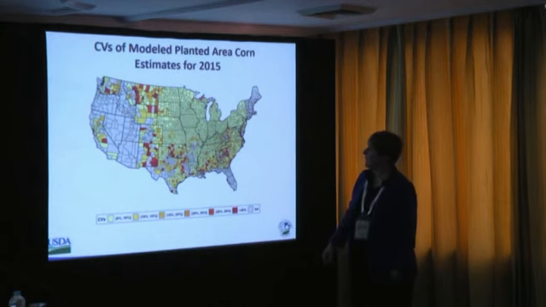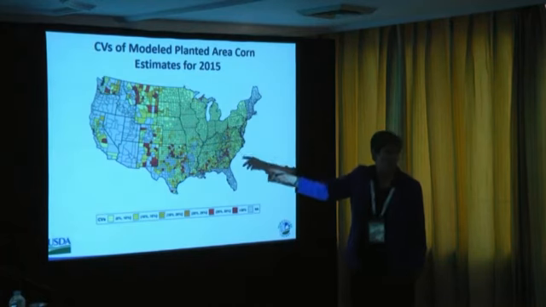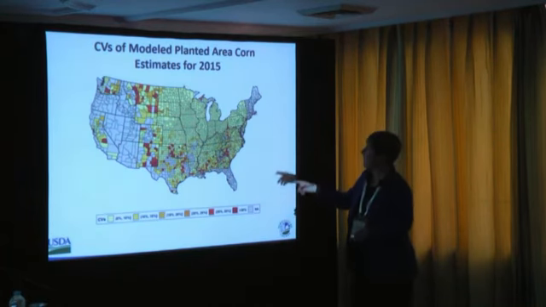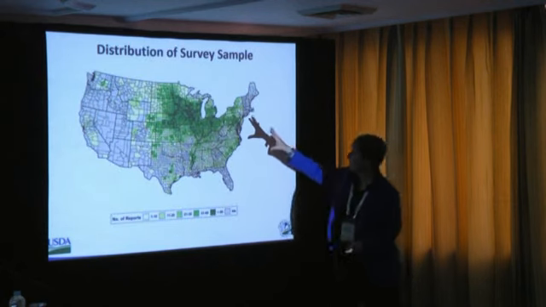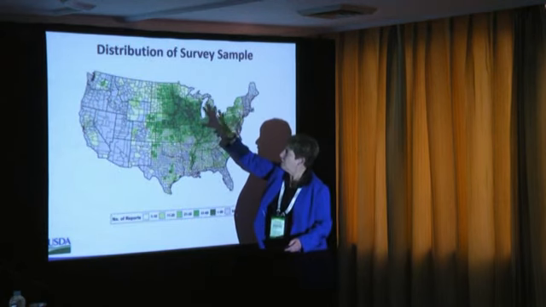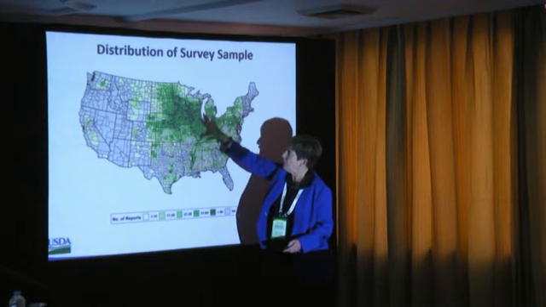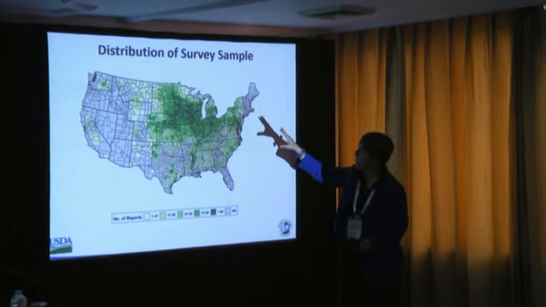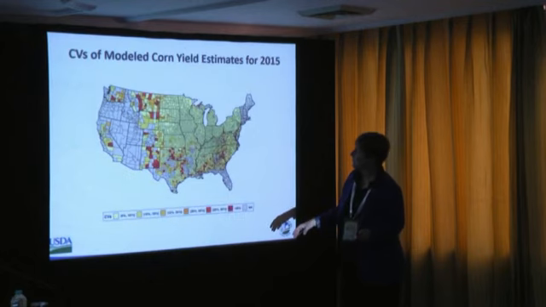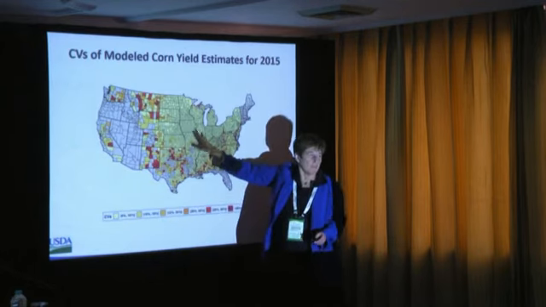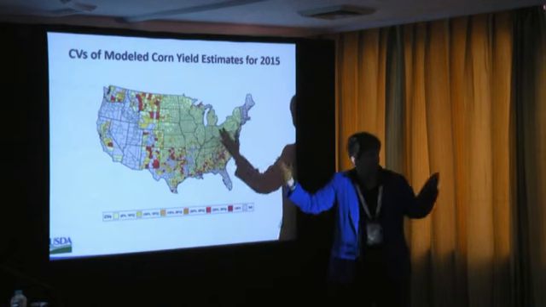Here it is for planted acreage, and you'll see it looks about the same. Notice that where I have the largest sample sizes, the largest number of reported data, I have the lowest CVs. That's obvious, right? Okay.